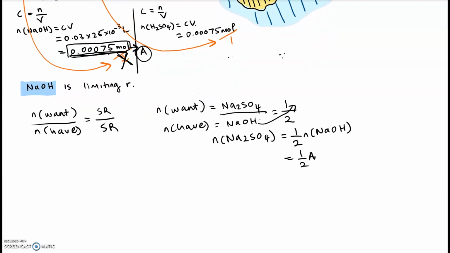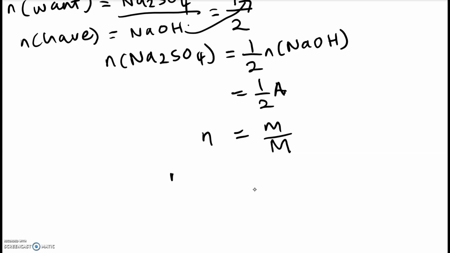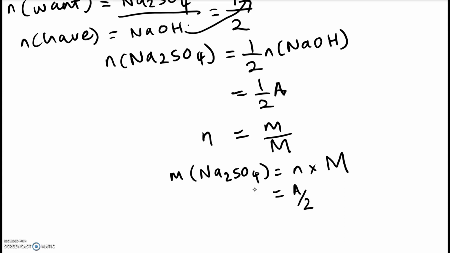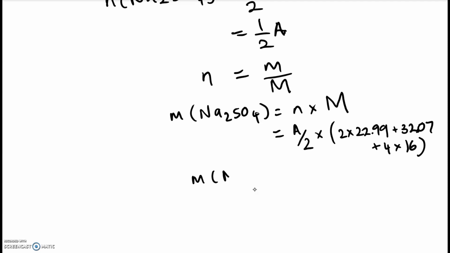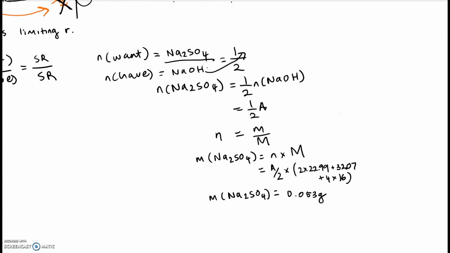And hence, to find its mass, we simply have to use number of moles is equal to mass over molar mass. And hence, the mass of sodium sulfate is equal to the number of moles times the molar mass of sodium sulfate, which is equal to A over 2 times 2 times the molar mass of sodium, which is 22.99, plus sulfate, which is 1 sulfur, 32.07, plus 4 oxygen, each oxygen is 16. And that leaves us with a final answer of 0.053 grams. Is this our final answer?